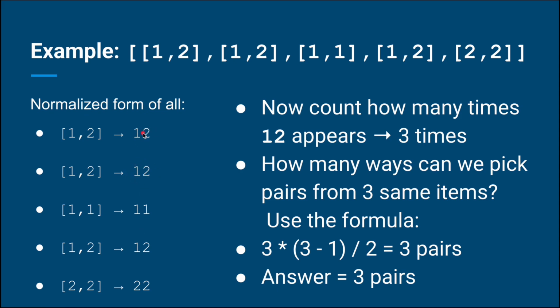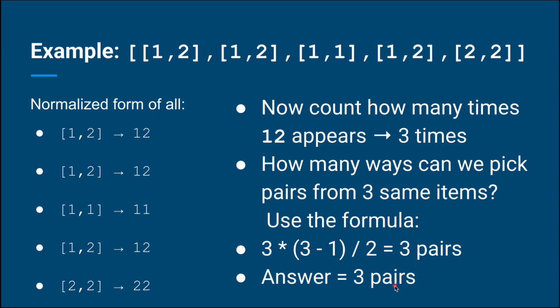Now how many times does 1 2 appear? 3 times. And how many ways can we pick a pair from 3 same items? We can use the formula n into n minus 1 by 2, where n is 3. So 3 into 2 by 2, we can divide 2 by 2 and it becomes 3. So the answer is 3 pairs.